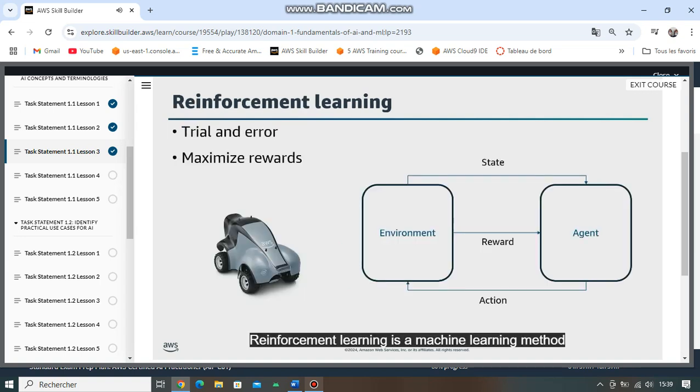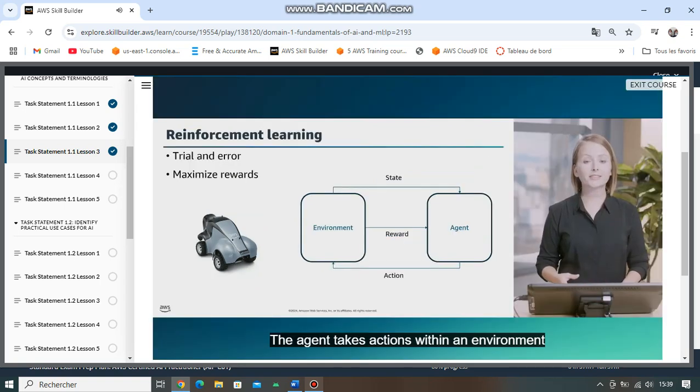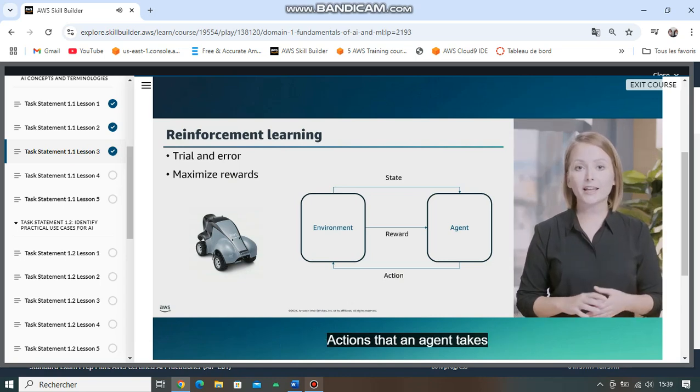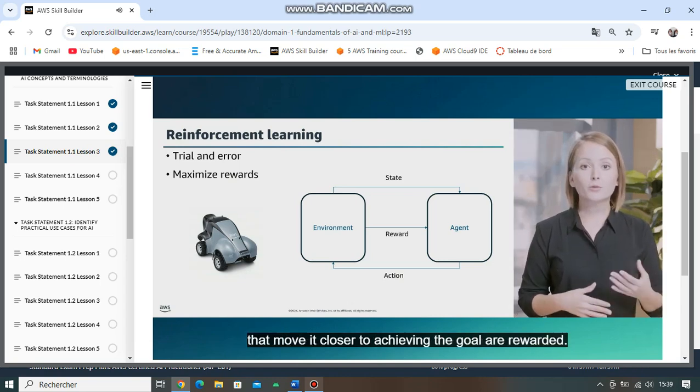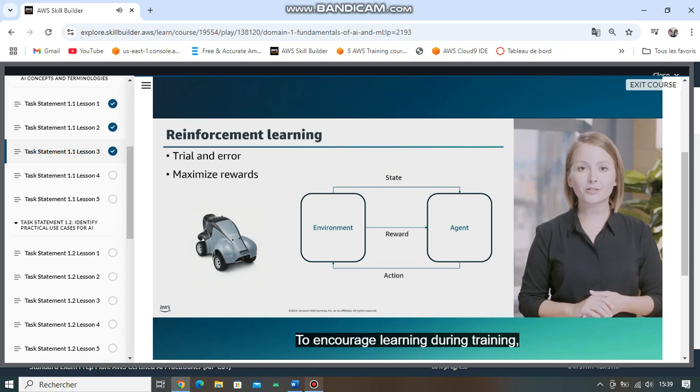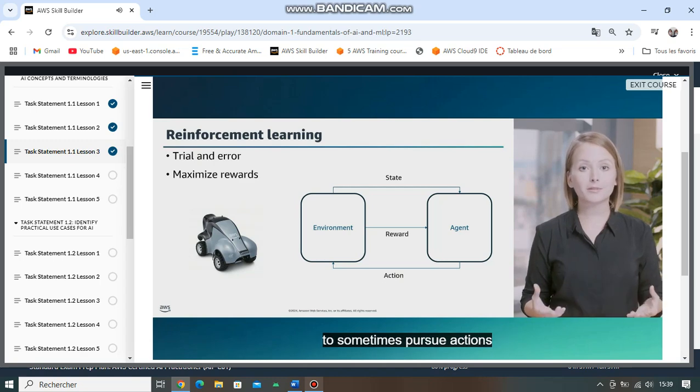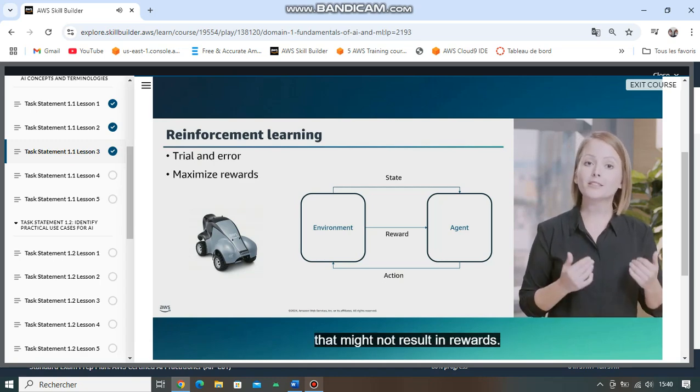Reinforcement learning is a machine learning method that is focused on autonomous decision making by an agent. The agent takes actions within an environment to achieve specific goals. The model learns through trial and error, and training does not require labeled input. Actions that an agent takes that move it closer to achieving the goal are rewarded. To encourage learning during training, the learning agent must be allowed to sometimes pursue actions that might not result in rewards.